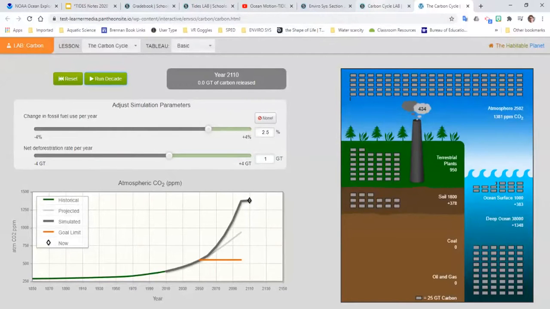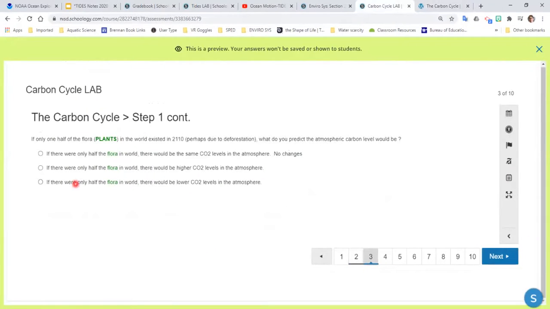No. So we're going to see that there's going to be higher levels in the atmosphere because the plants were not able to take as much up. That stuff that it couldn't take up is going to stay in the atmosphere. It's got to go somewhere.